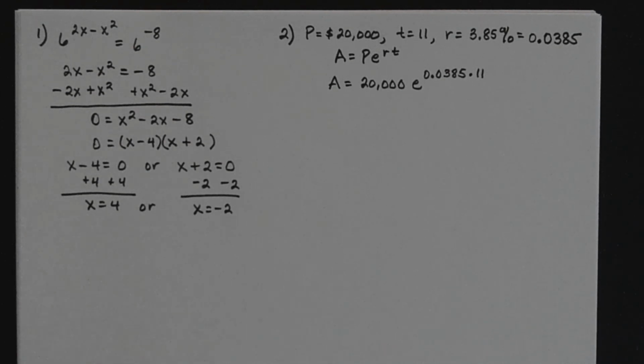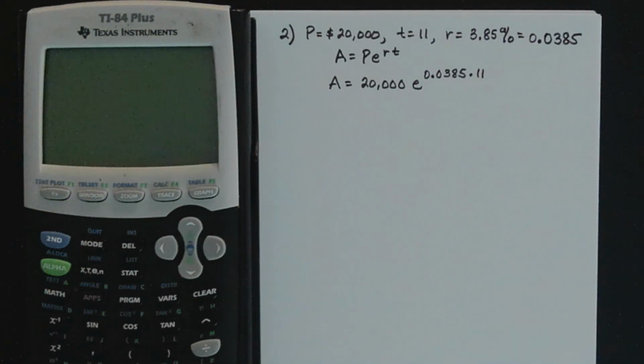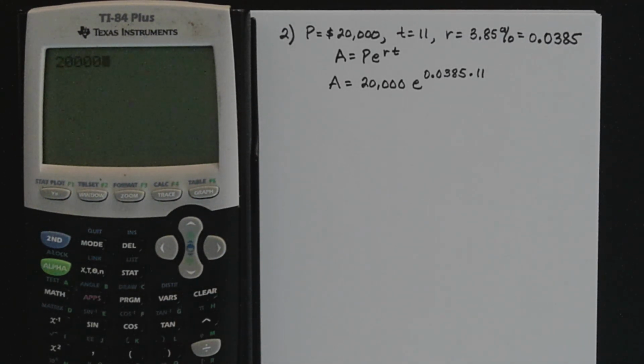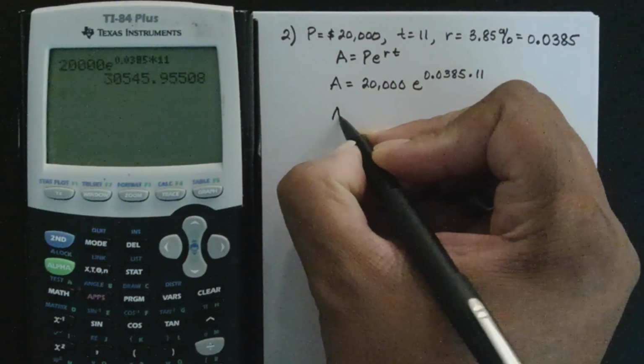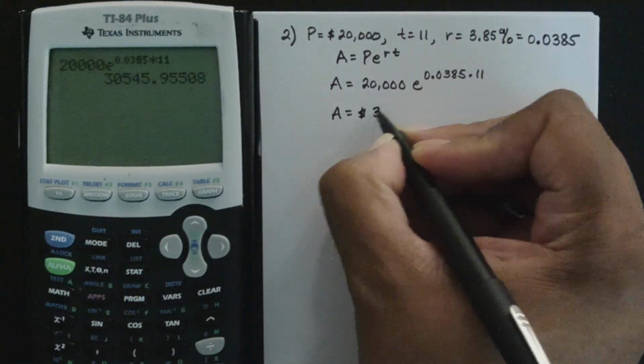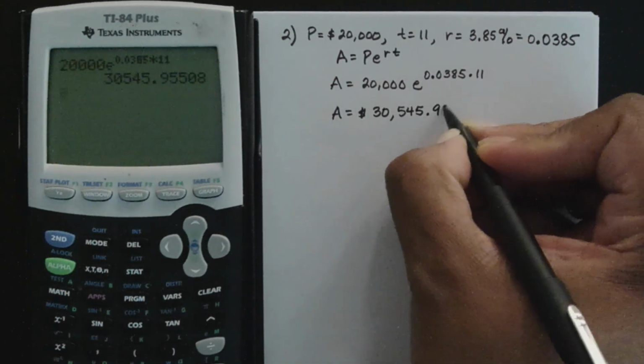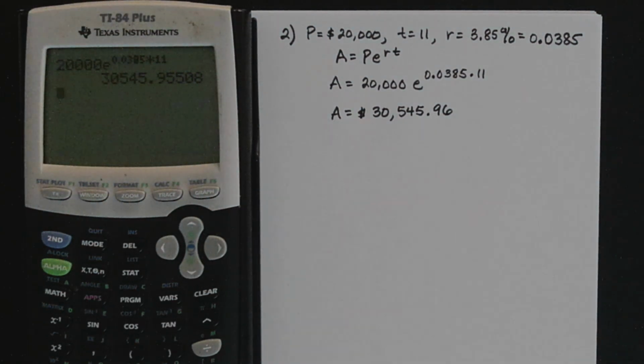And then we use our calculator to get the amount. So here you'll get 20,000, and then second LN for the e, and then 0.0385 times 11. And we round this answer off to 2 decimal places since we're dealing with money amounts. So that means that this amount would be $30,545.96.